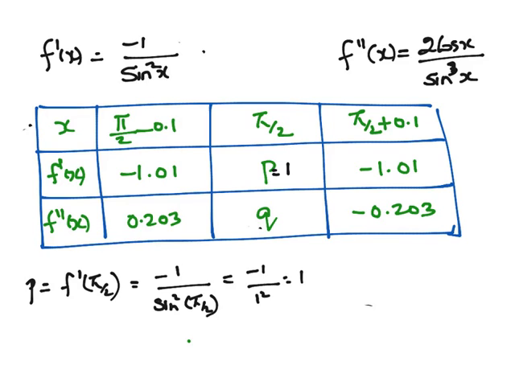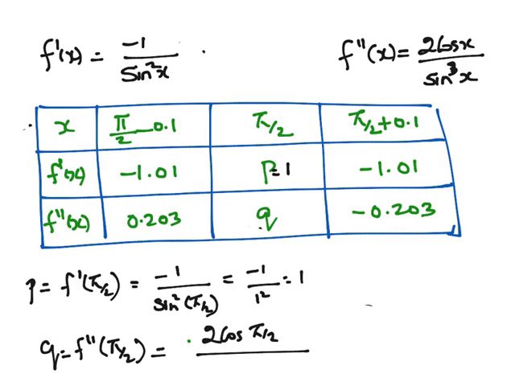And you are also supposed to find Q. So Q is F double dash of pi by 2. So substitute pi by 2 in the second derivative. So 2 cos pi by 2 divided by sine cube pi by 2. So which means 2 times, we know that cos pi by 2 is 0, 2 times 0 by 1 cube, which is 0. So Q equal to 0. So the value of P is minus 1 and the value of Q is 0.